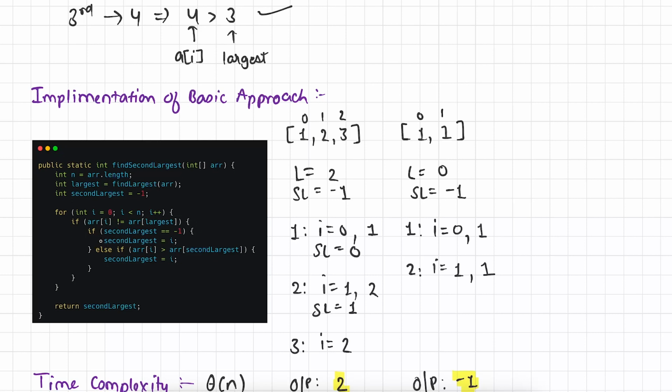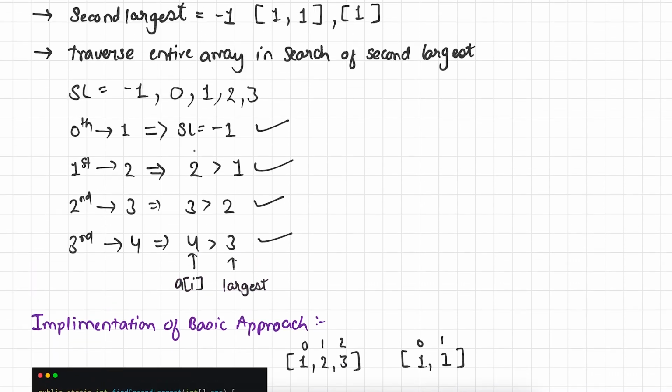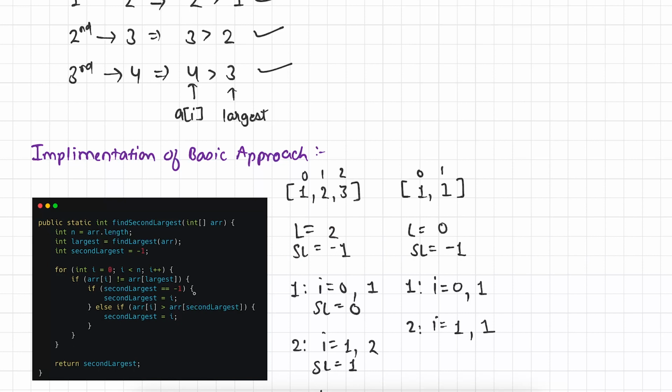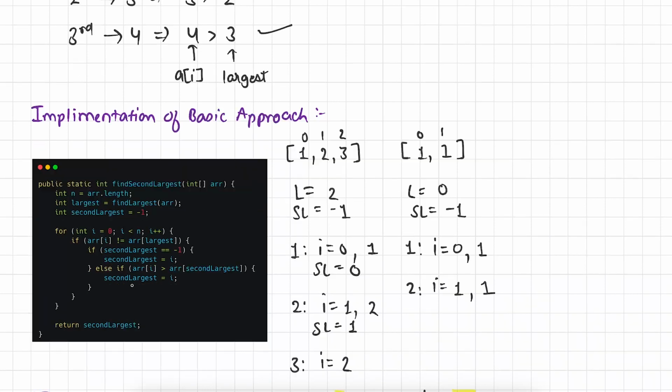Inside this, we again have an if else. In the first if, we check whether our second largest is -1 or not. This step corresponds to the first step, right? We are simply checking if we have never seen such an element, then set this element as the second largest element. That's it. If this is not the case, then in the else-if we check if this element is greater than the second largest element. If so, we set second largest to i, the current index of the number we are checking. After the loop finishes, we simply return the value of the second largest variable.